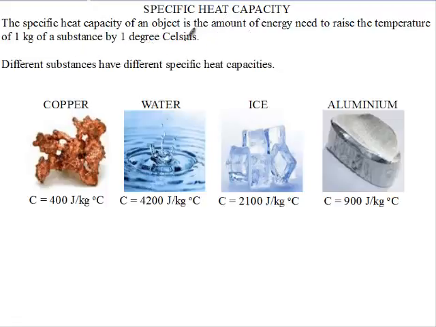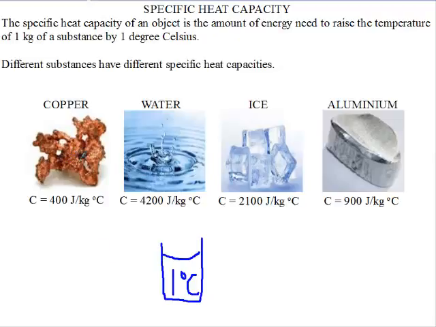The specific heat capacity of an object is the amount of energy needed to raise the temperature of 1 kilogram of a substance by 1 degree Celsius. So if you have 1 kilogram of water in a bucket, the amount of energy that we will need to raise the temperature of this water by 1 degree Celsius is what we call specific heat capacity of water.